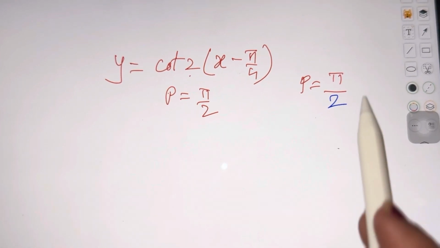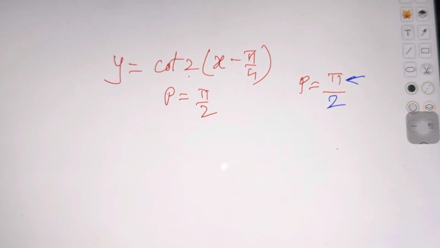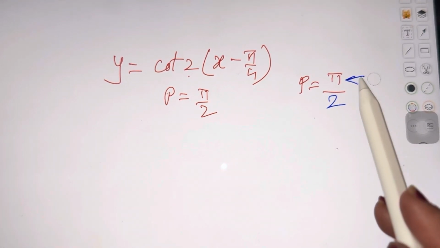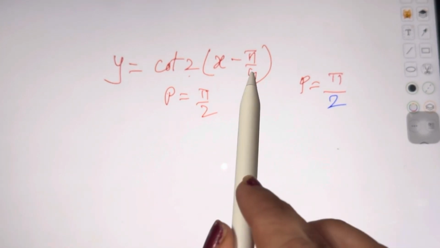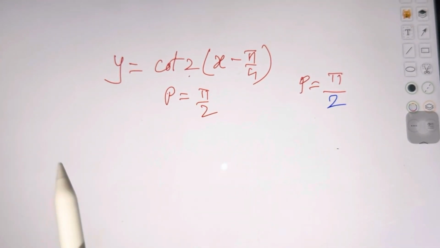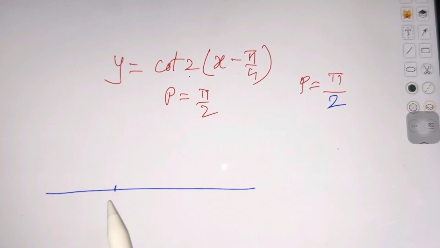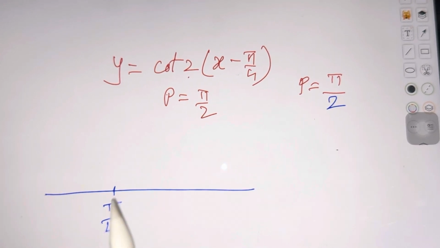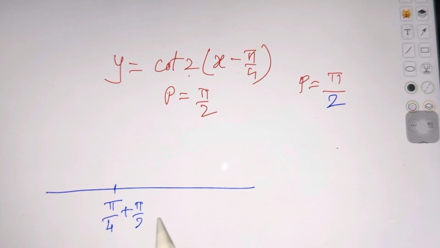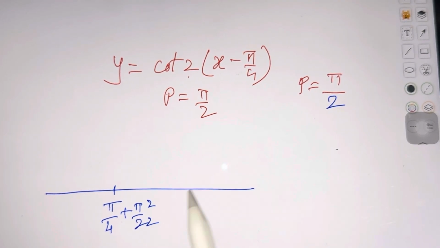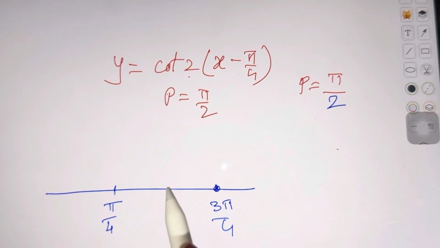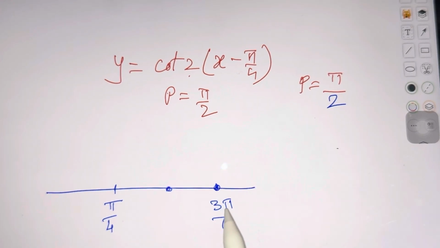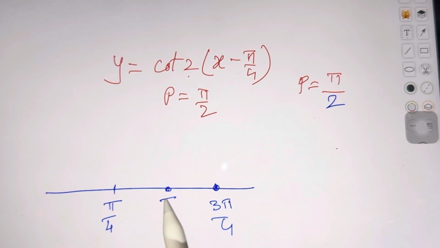If you use the formula, you'll get the same. Why did I pick pi here? Because the period of the parent function is pi for the cotangent function. Now you know the period and the graph is moving right by pi by 4. So go to your x-axis, your graph is starting from pi by 4, add the period, which will be 3 pi by 4. So you got your third point, 3 pi by 4. And find the middle point. The middle point will be adding these and dividing by 2: 4 pi by 4, which is pi, divided by 2, which is pi by 2.